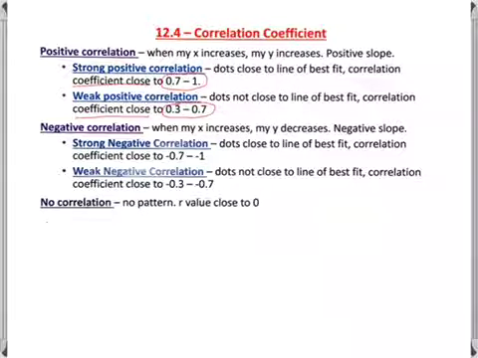Negative correlation is when x increases and y decreases, or you have a negative slope. Strong negative correlation, dots close to the line of best fit, but your correlation coefficient is between negative 0.7 and negative 1. Weak negative correlation, dots are not close to the line of best fit, and your correlation coefficient is closer to negative 0.3 and negative 0.7. No correlation, you see no pattern, and your R value is close to 0.